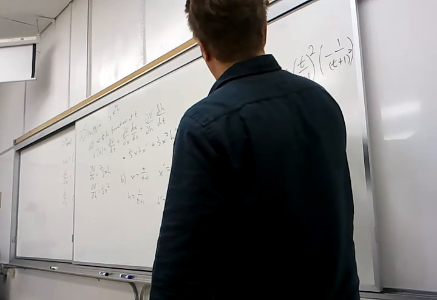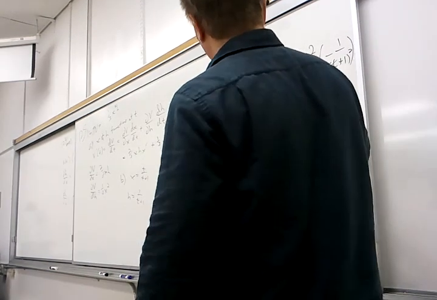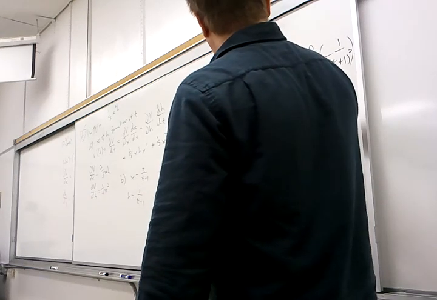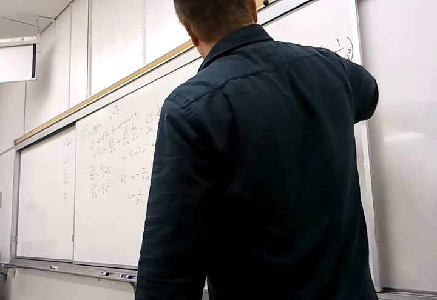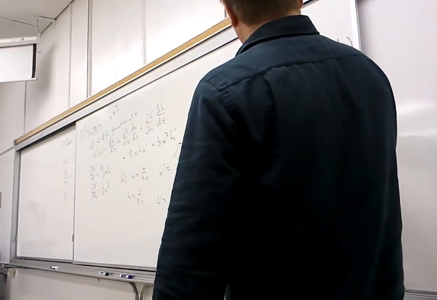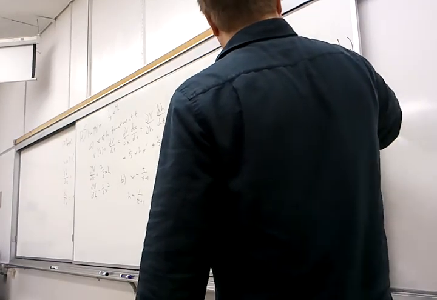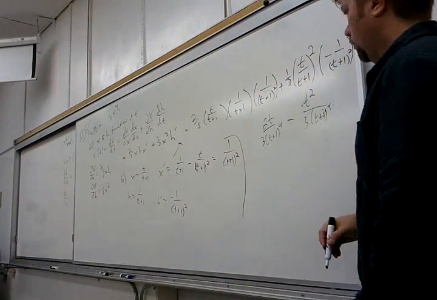So what do you get at the end here? You get 2t over (3t plus 1)^4, plus, actually minus t squared over (3t plus 1)^4. I got the same thing, I think, right?